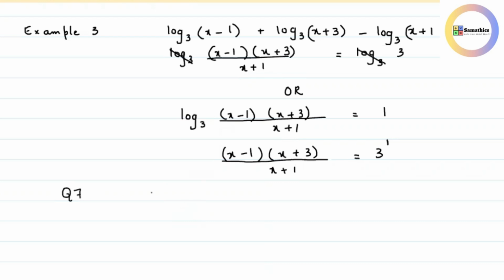If it is log 2 (x minus 1) whole square, and then we have it is equal to 2 plus log 2 (x plus 2).